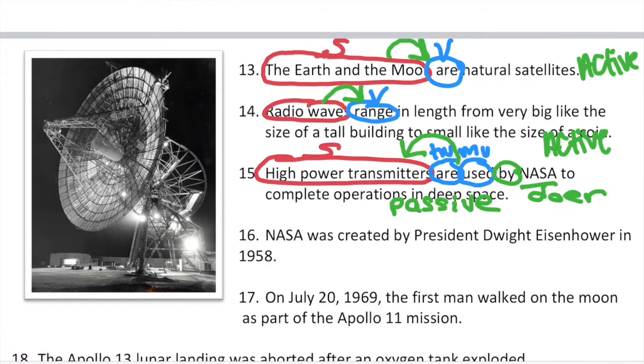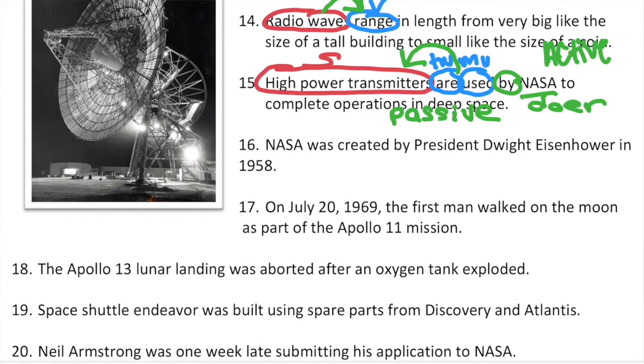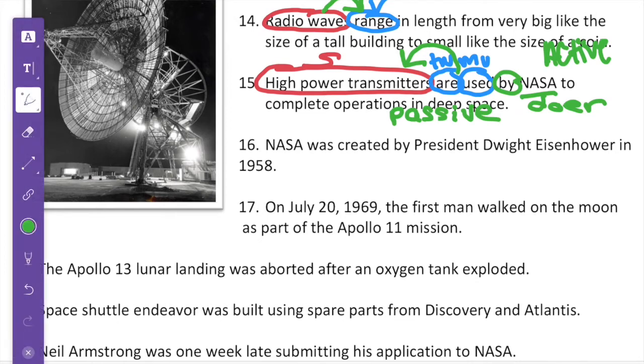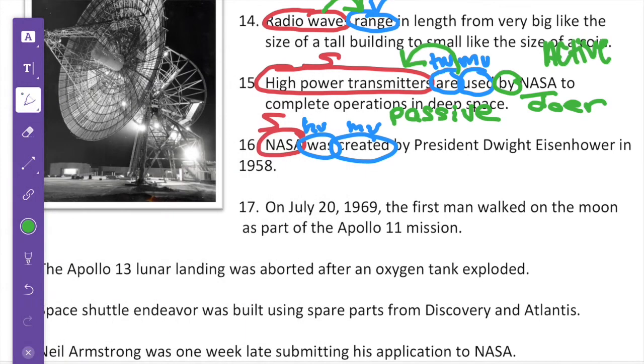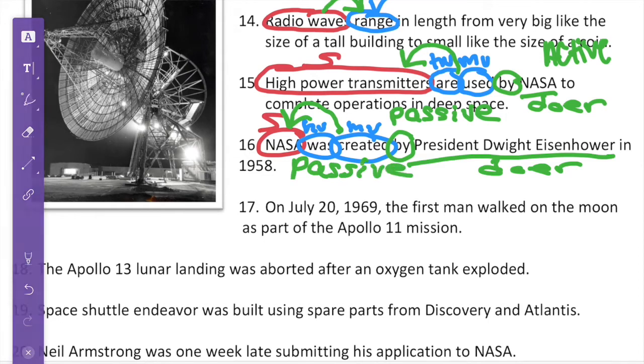16. NASA was created by President Dwight Eisenhower in 1958. Starting with our subject. Our subject here is NASA. Label it. Now we're looking for our verbs. Was created. Here we have a helping verb and a main verb. This indicates that this could be passive voice, but we have to keep looking. Okay, we have by President Dwight Eisenhower. This here is our doer. So we have a doer after the verbs. We have that keyword by. Here, NASA's not creating anything, it's being created. So we're going to draw our arrow backwards from our verb to our subject. So since the arrow is going backwards, this is an example of a passive voice sentence.